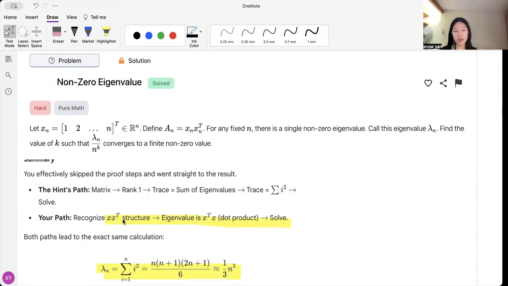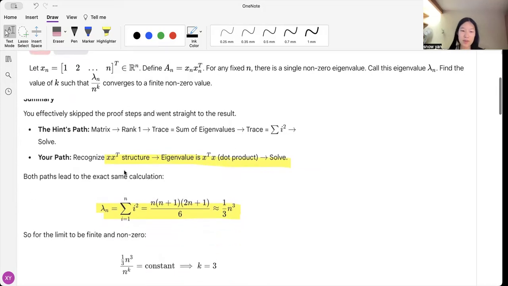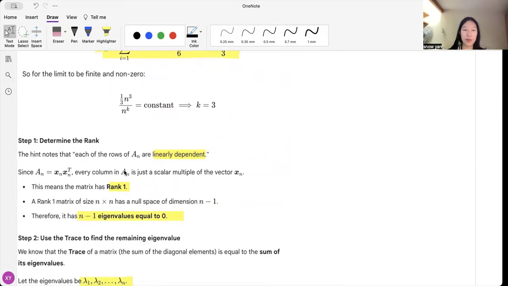Okay, so what I did was I thought it was supposed to be an x times x transpose structure. So then I used the dot product and then I solved. But essentially, that doesn't necessarily work out. I would definitely need to first get the matrix, then work out the rank, then go to the trace, then solve. But I essentially get the same thing because it worked out. But I think it's better that I actually do the proper way.